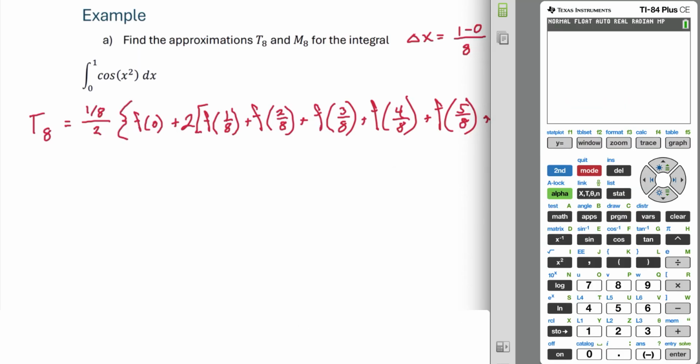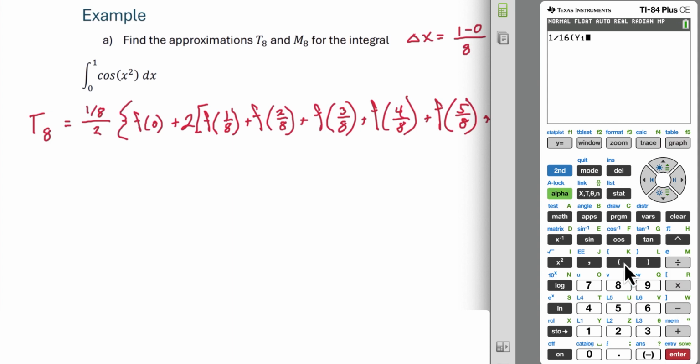Now we'll use the calculator to approximate that integral. In y equals, we need to type in the function, that is cosine of x squared. And then we'll exit that, go back to the home screen, and now we can type in this part. This can get a little tedious. Feel free to fast forward the video if you already know this part. 1/8 divided by 2 is really 1/16. Times the function. To get that, we'll go to alpha, trace, and then number 1.